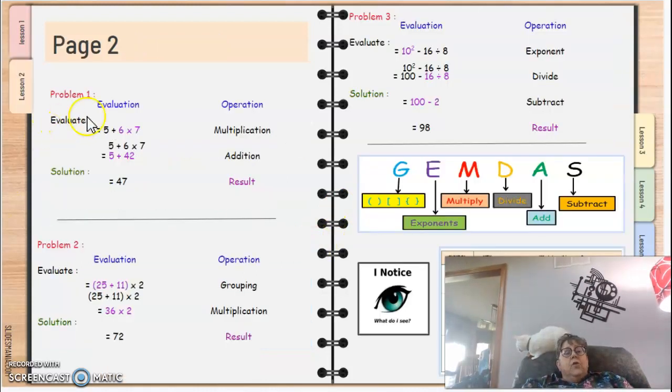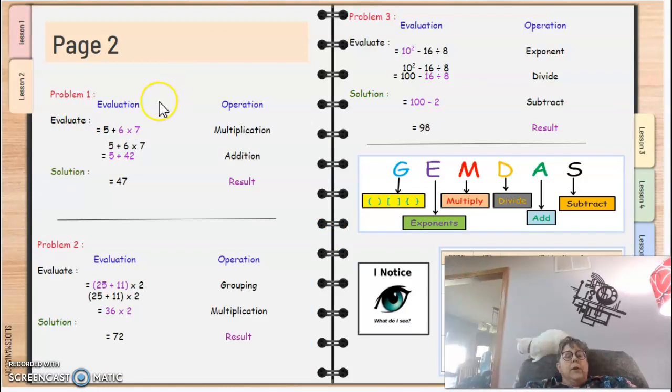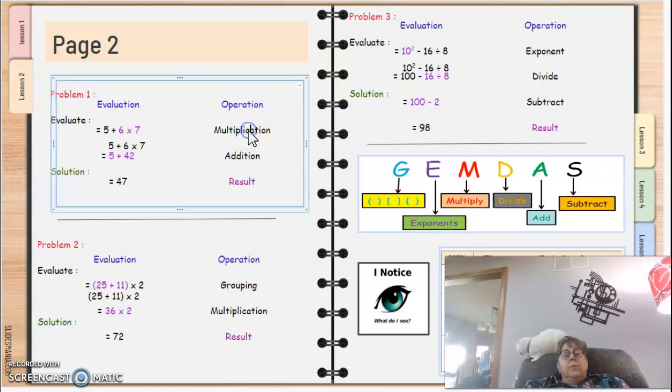Okay, moving on. If we look at a couple of examples very quickly, we're going to use our iNotice again. Here we have 5 plus 6 times 7. We're going to consult our order of operations. Are there any groupings? No. Are there any exponents? No. Is there a multiply? Yes, there is a multiplication. So we're going to do the multiplication next, because that comes first in GEMDAS. 6 times 7 is 42. Then we can simply do the addition.